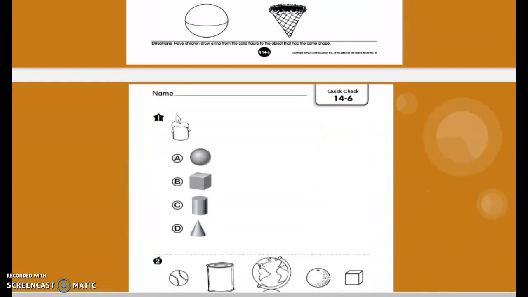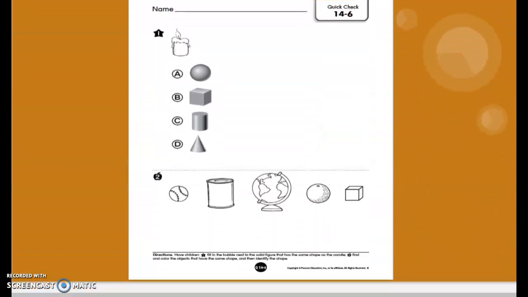For the next worksheet, they want you guys to look at number one, and you see the candle. And you have to select A, B, C, or D. Which one has the same shape as the candle? So for number two, you are looking at all the images and you are going to color the ones that are the same. And that's all for these worksheets.